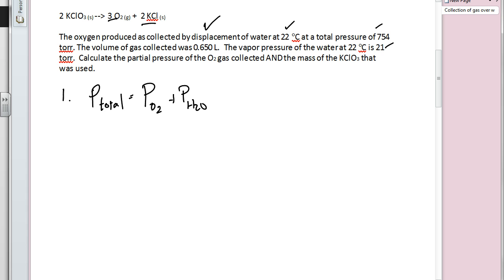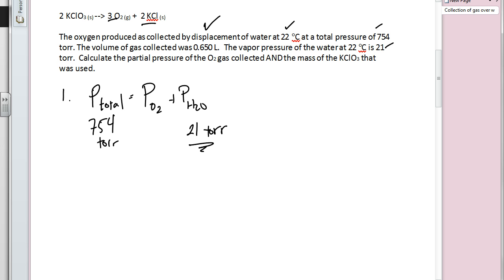We're given the total pressure of 754 torr. We're also given the partial pressure of the water at this temperature, which is 21 torr. Now if you ever need to look for a partial pressure of water at different temperatures, they're given in the back of your book in the appendix.